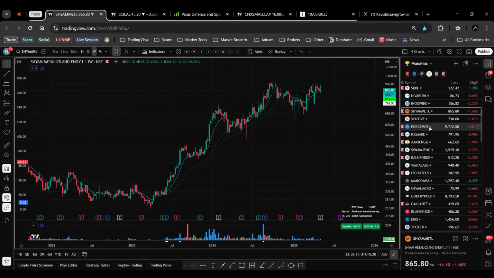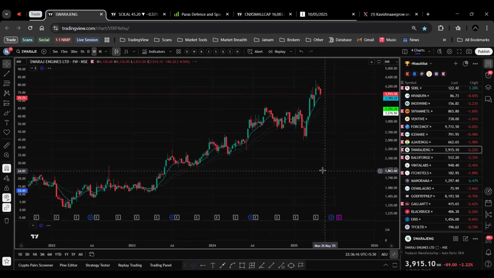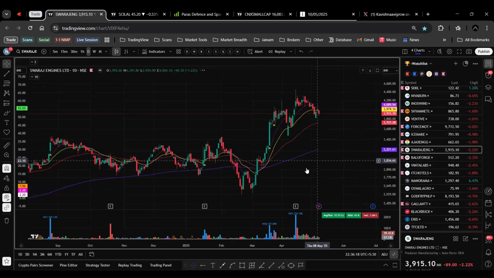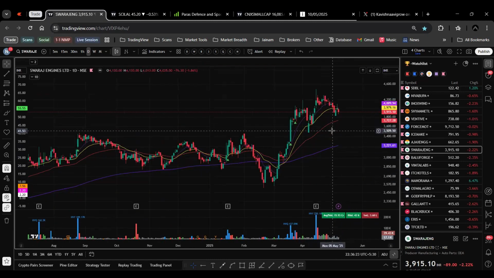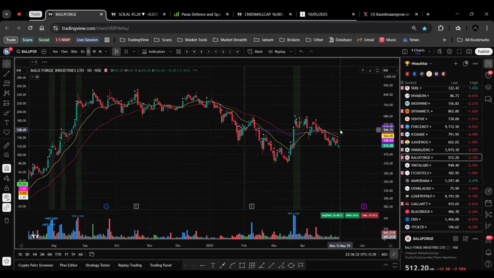Thank you. So, yeah. Swaraj, I think that was another stock that we added. Again, nothing as of now. If you see this structure, it's terrible as of now. We want a good base formation and some power towards the right side, and only then we'll consider it.